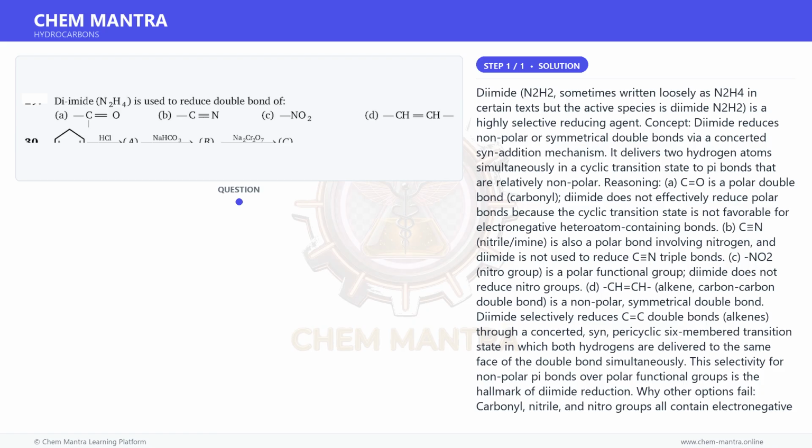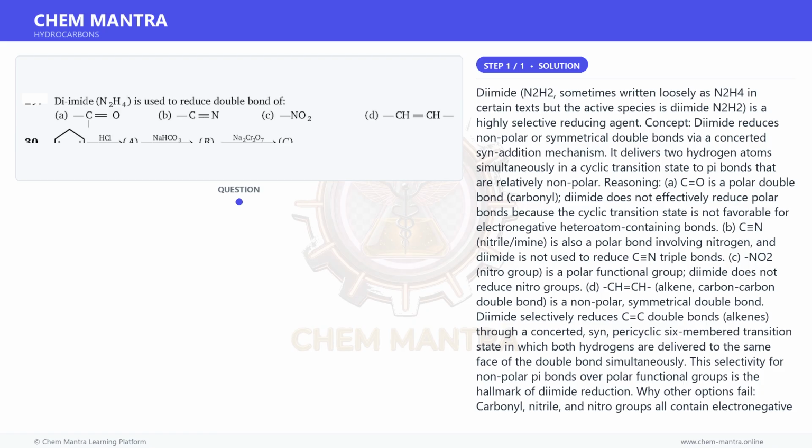Reasoning: A, C=O is a polar double bond. Carbonyl: diamide does not effectively reduce polar bonds because the cyclic transition state is not favorable for electronegative heteroatom-containing bonds. B, C≡N, nitrile, is also a polar bond involving nitrogen, and diamide is not used to reduce C≡N triple bonds. C, NO2, nitro group, is a polar functional group. Diamide does not reduce nitro groups.